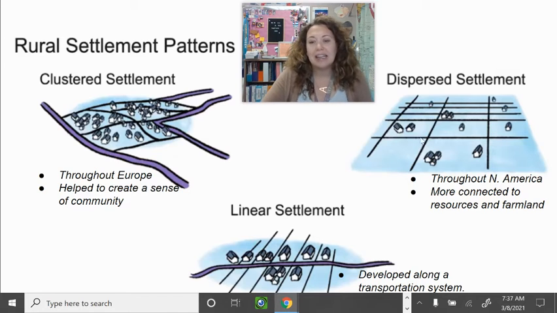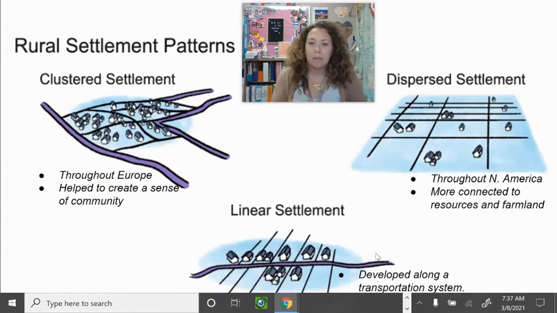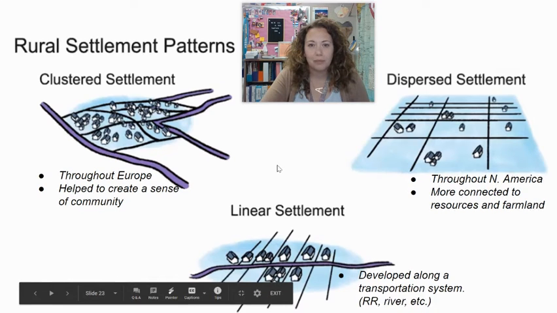Kind of a good idea. And then linear, this is going to be, again, when you start to have a main transport system, maybe a railroad or a river or a road comes through, and the houses are built as close to that line of transportation as possible, which makes sense as well.